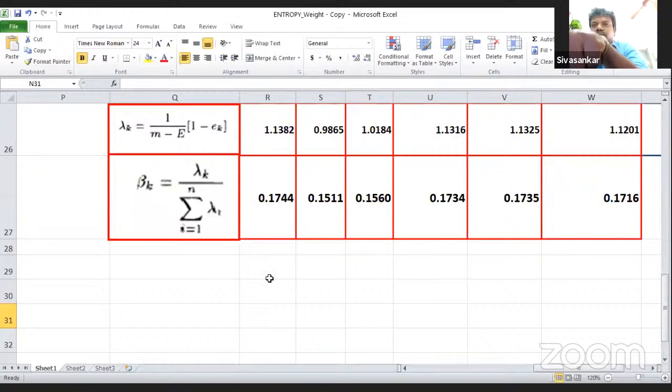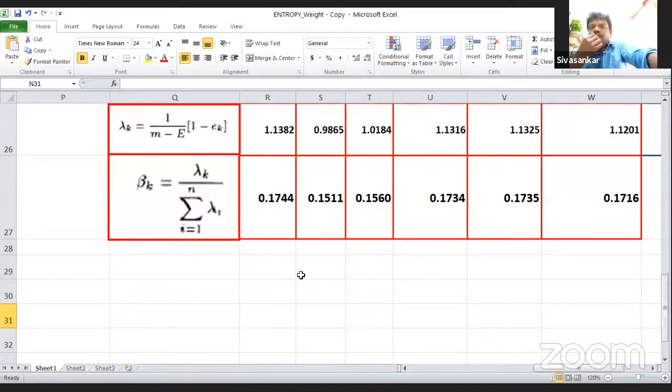From the sigma lambda k, we can get beta suffix k. Now the beta suffix k is called the weight. You see the weight for the first output is 0.1511. The weight for ratio is 0.1734. For round taper angle it is 0.17. Square weights are 0.166, 0.166, 0.166, 0.166, like that for all responses.